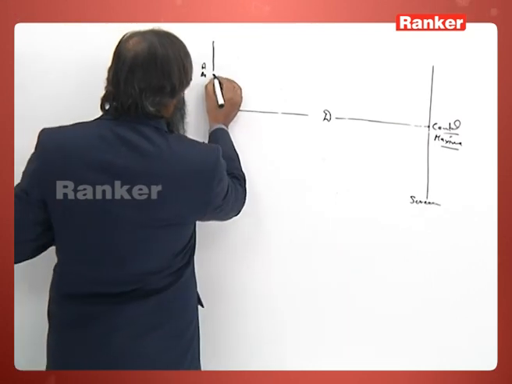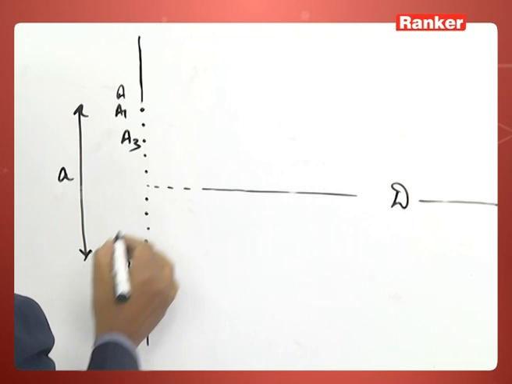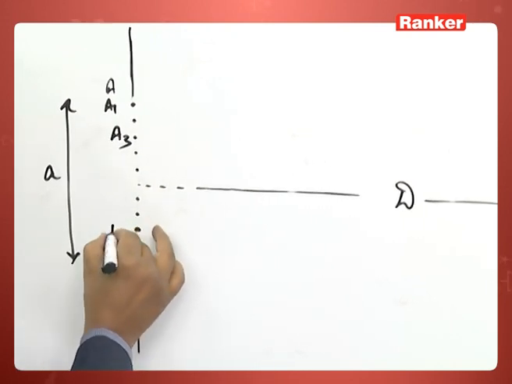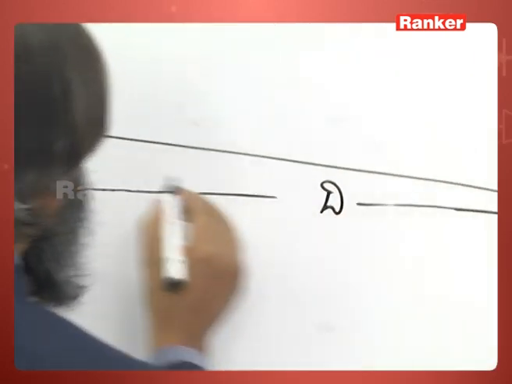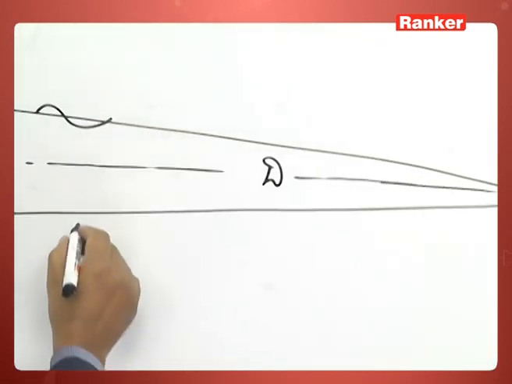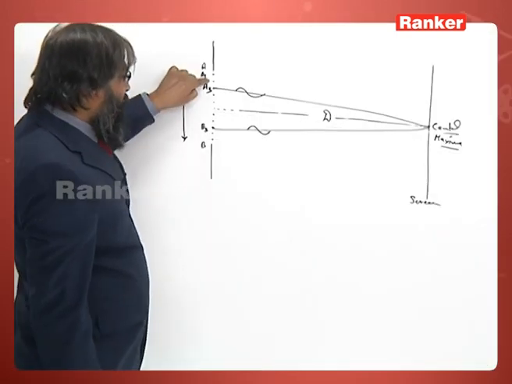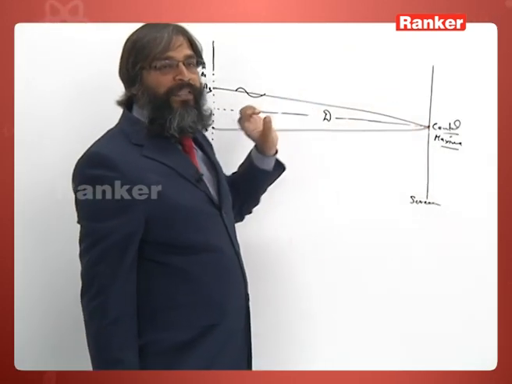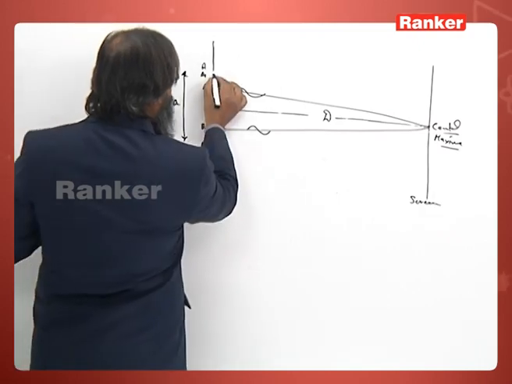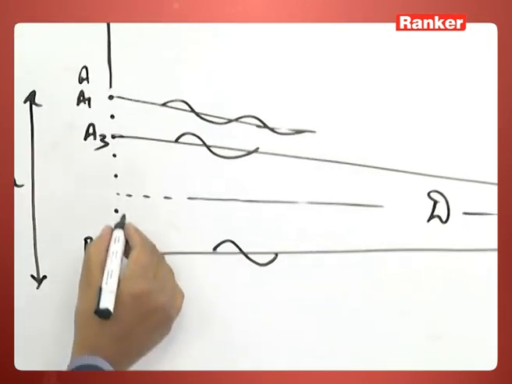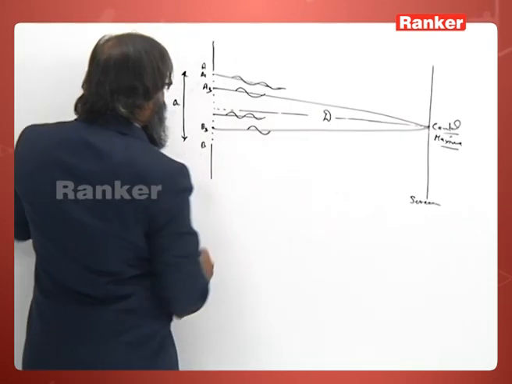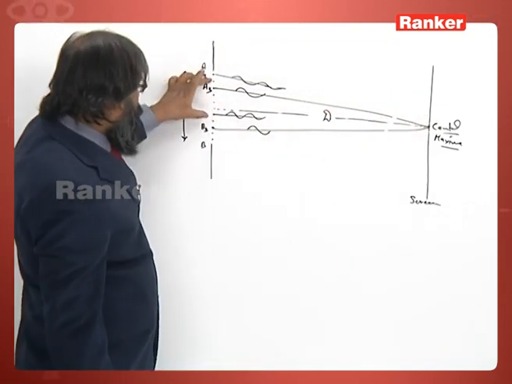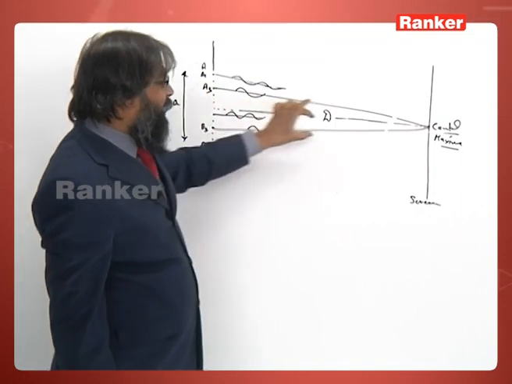So what happens? There is a wave reaching from, suppose I say A3, and there is another, B3, from here: B1, B2, B3. The wave reaching from A3 and the wave reaching from B3 are in phase. If there is an Ai, there is a corresponding element Bi. They are equidistant, so the waves reaching here have the same path difference, so they interfere constructively. What about A1? The A1 wave is also going on and there is again a B1. A1 is in phase with B1, so there is constructive interference. A2, B2, constructive interference. A3, B3, constructive interference.